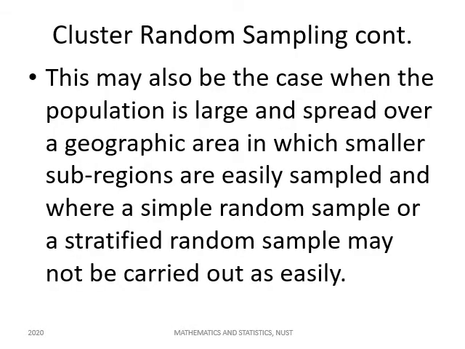Okay, another instance where we might need to use cluster random sampling is when the population is large and spread over a geographical area. For example, the way the country is divided into regions, we can see that even within a region like Commerce, it is not homogeneous. You can't just say everyone from Commerce will probably say this. That is not the case.